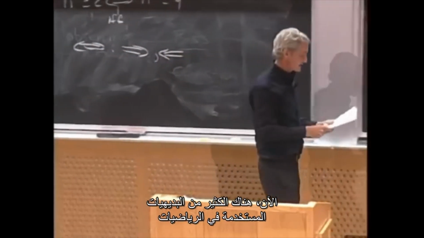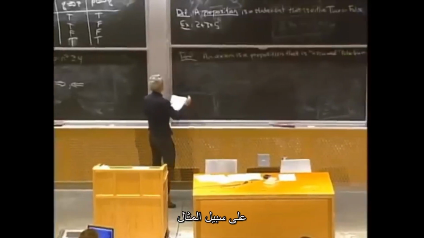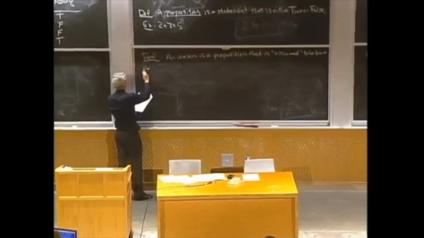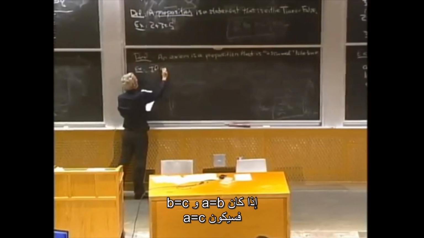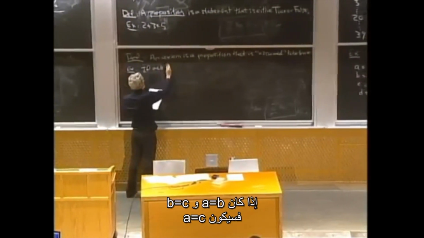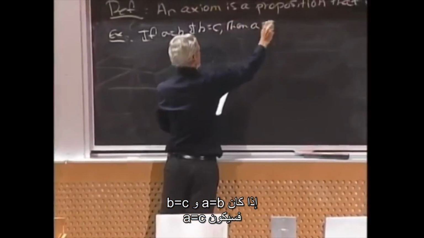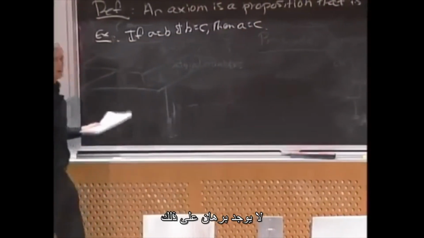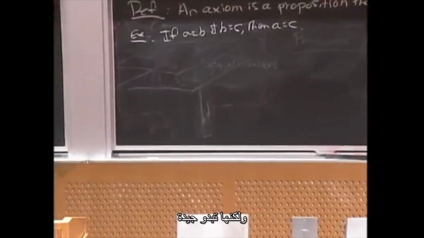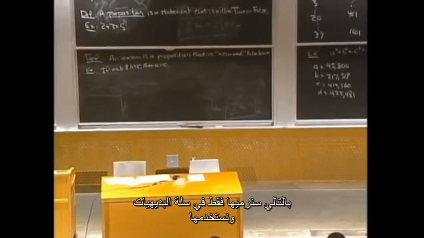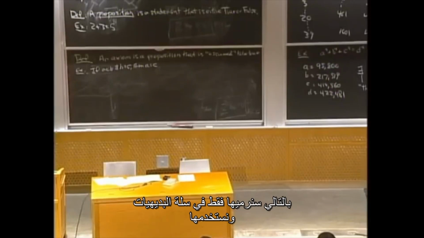Now, there are lots of axioms used in math. For example, if A equals B and B equals C, then A equals C. There is no proof of that. But it seems pretty good, and so we just throw it in the bucket of axioms and use it.